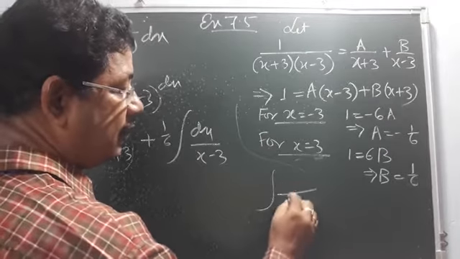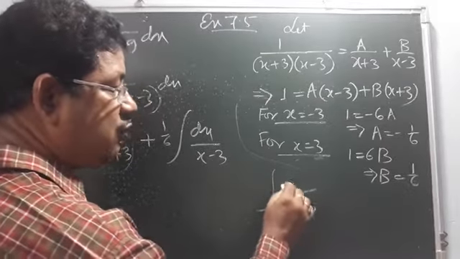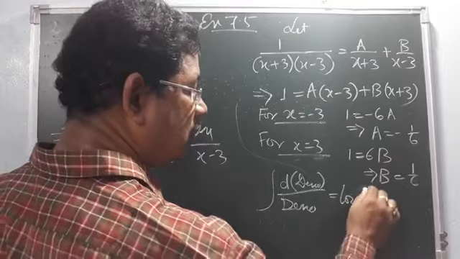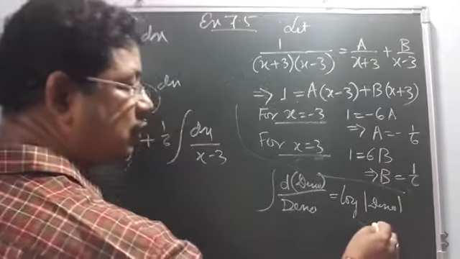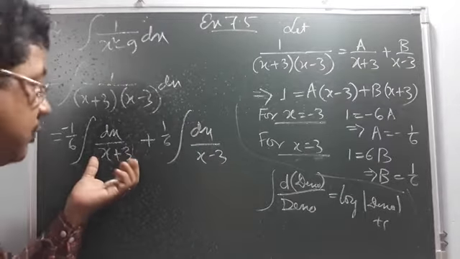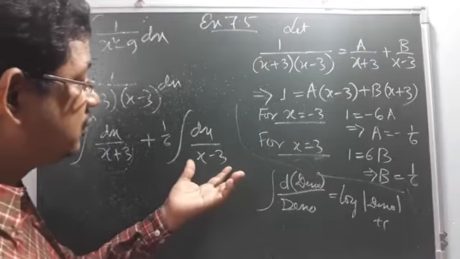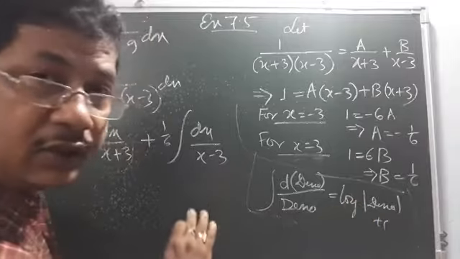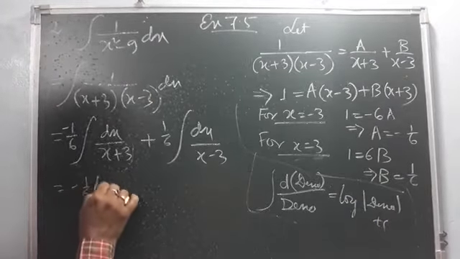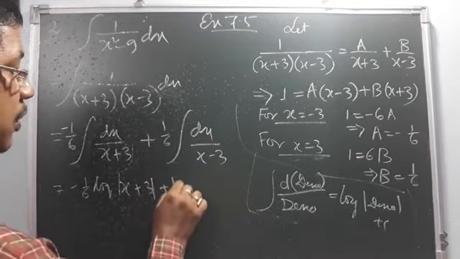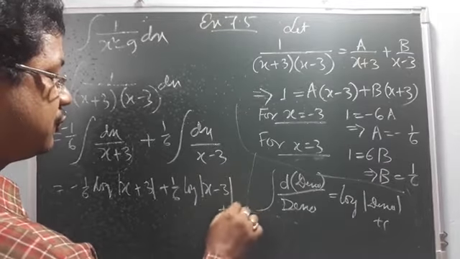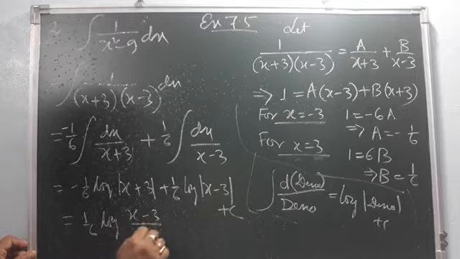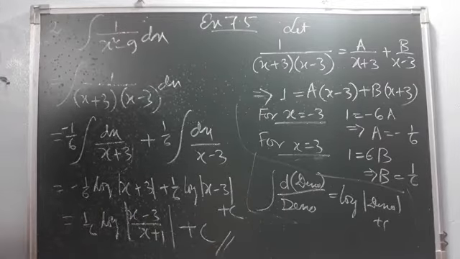Because we have one formula. If the numerator can be written as the differentiation of the denominator, then the value of the integration is log modulus of the denominator. This one we know. Here you see that if you differentiate x plus 3, we get only 1, that is 1 into dx. If we differentiate x minus 3, we also get only 1. So that is our motto, so that we can write the value of the integration simply like that. So it will be minus 1 by 6 log modulus x plus 3, plus 1 by 6 log modulus x minus 3, plus c. If I take 1 by 6 common, then we get 1 by 6 log of modulus x minus 3 by x plus 3 plus c. So this is our question number 2.